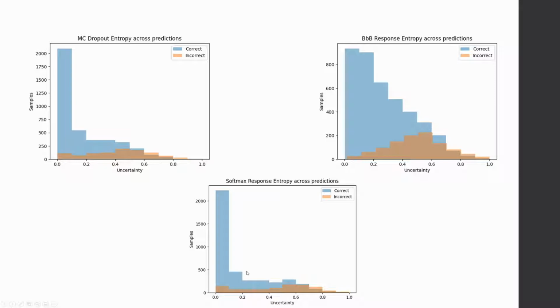It's also somewhat difficult to read because of the number of very confident correct classifications that softmax response and MC dropout both have, but they all do roughly peak at around 250 samples with their uncertainty estimation at around 0.6. So again, it's somewhat difficult for us to really say which one's better using our uncertainty metric of entropy.